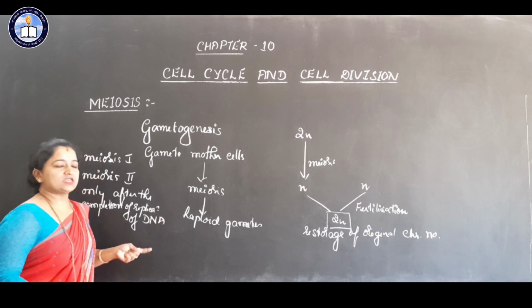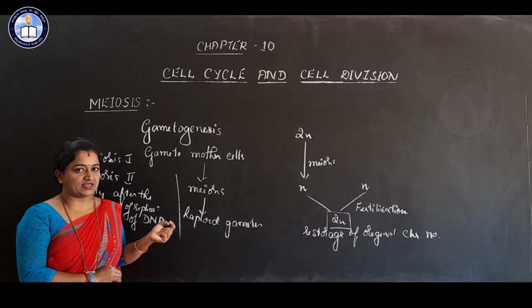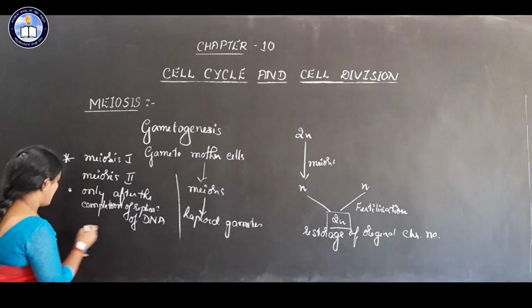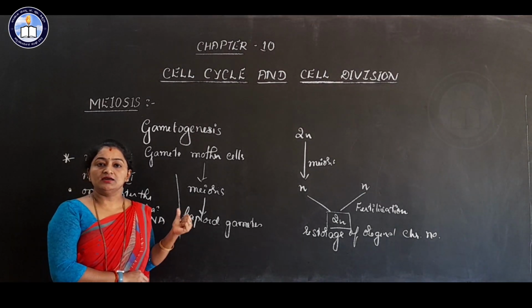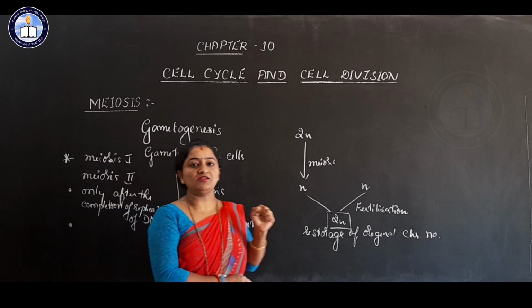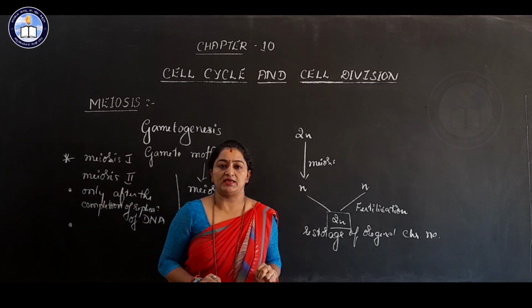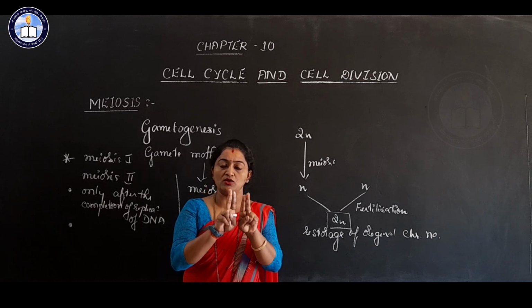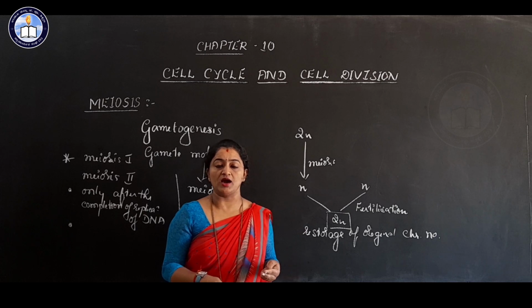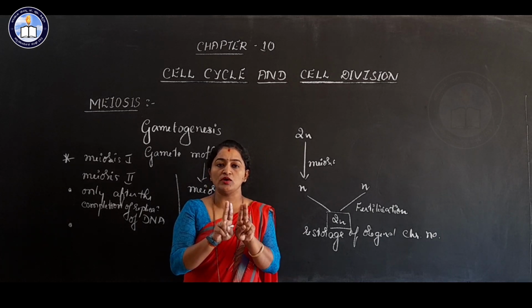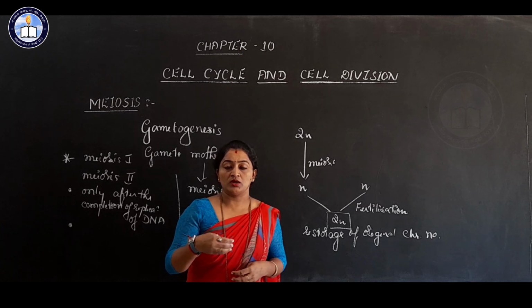Okay, replication of DNA takes place in S phase of interphase. Now meiosis. Here is one more special feature where homologous pairing takes place. Homologous pairing of chromosomes. What are these homologous chromosomes? I'll explain now. Pairing of homologous chromosomes and recombination between them.